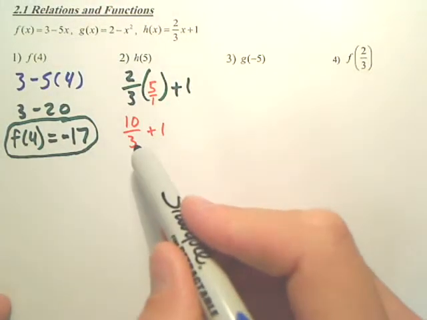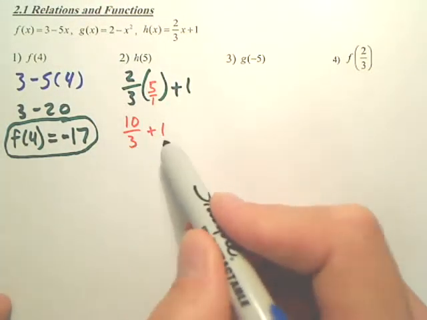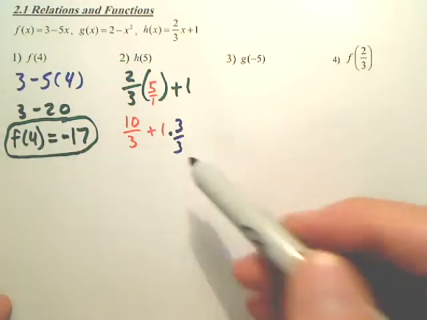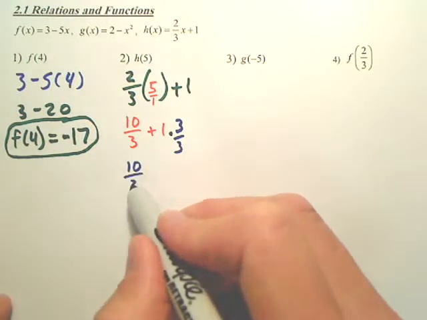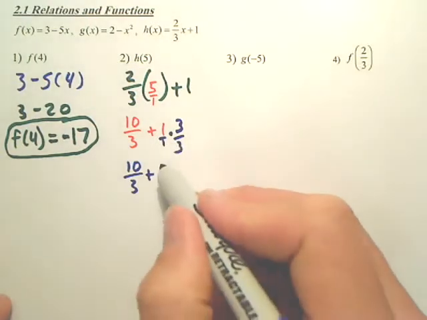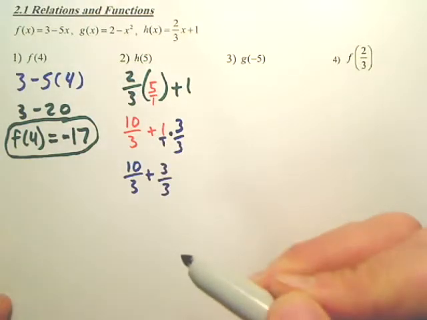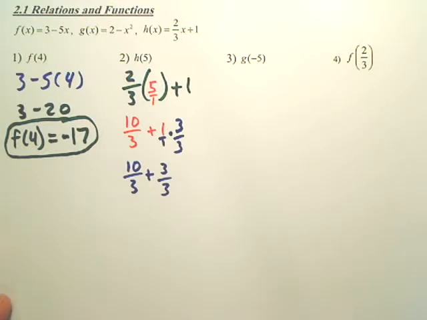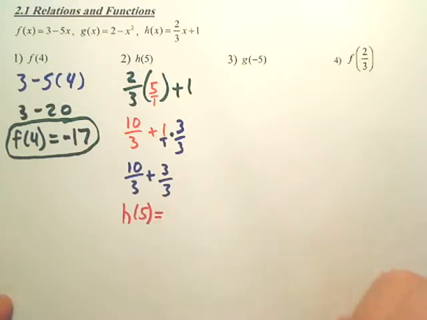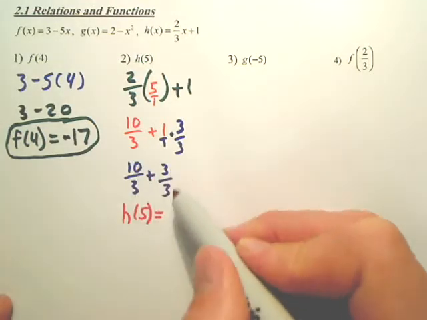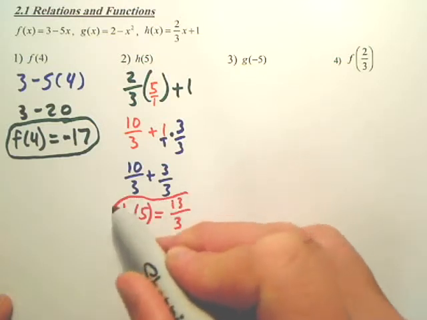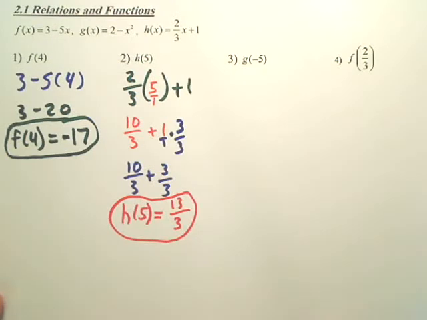I need to get a common denominator, so what do I need over here? I need to multiply by 3 over 3. I now have 10 over 3 plus 1 times 3 over 3. Put a 1 underneath that. You get 3 over 3. So, h of 5 equals what? 10 plus 3 is 13 over 3. Questions?